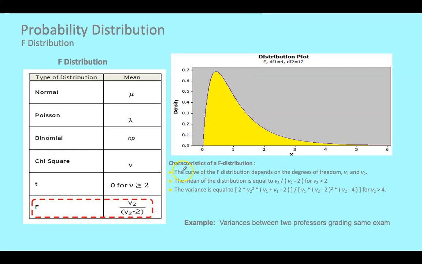The F distribution has certain characteristics: it is positively skewed. The curve of the F distribution depends on the degrees of freedom, V1 and V2. The mean of the distribution is equal to V2 by V2 minus 2 for V2 greater than 2, and this is the variance. An example of the F distribution is the variance between two professors grading the same exam. When we have two different distributions on the same data, based on different frequency distributions, it is called the F distribution.